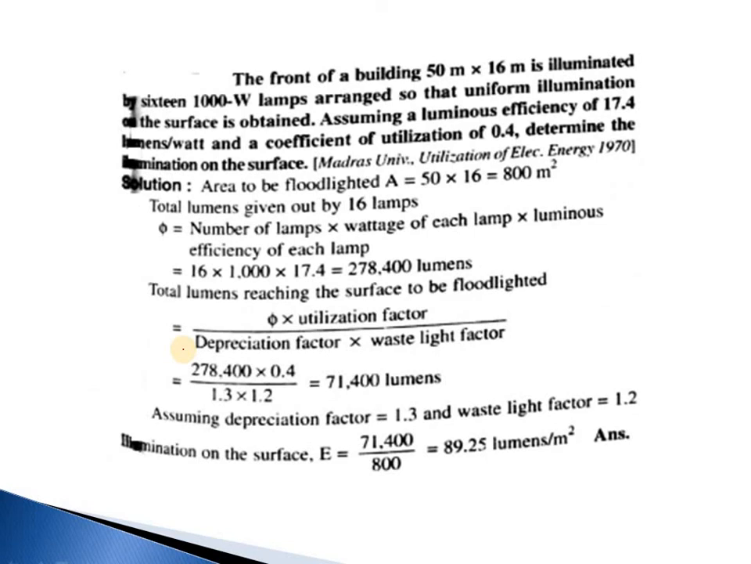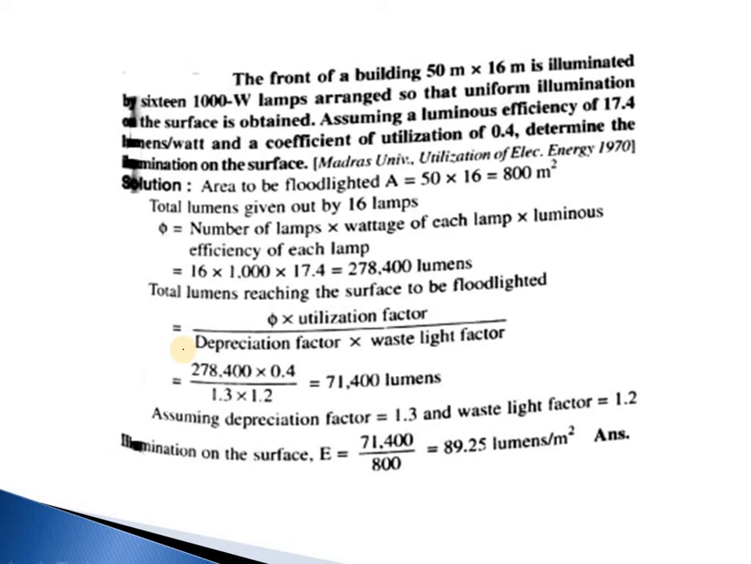Next problem. The front of a building 50 meters by 16 meters is illuminated by 16 lamps of 1,000 watts arranged so that uniform illumination on the surface is obtained. Assuming the luminous efficiency of 17.4 lumens per watt and a coefficient of utilization of 0.4, determine the illumination on the surface.